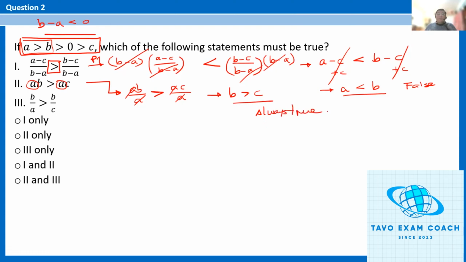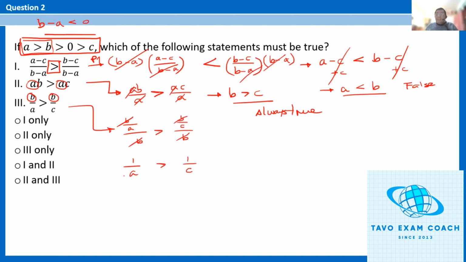Then we need to analyze number 3. We have a common factor on the spot here. We can get rid of it by dividing both sides by b, right? b over a divided by b, b over c divided by b. The inequality symbol will remain because b is positive. So we get rid of b and we have 1 over a is greater than 1 over c.